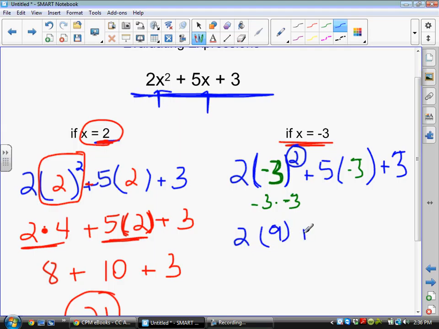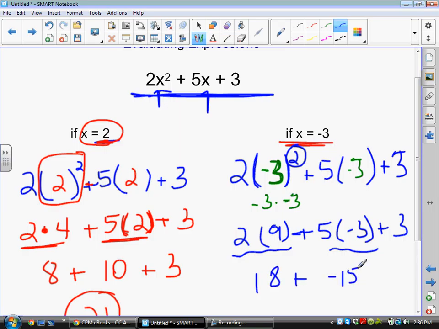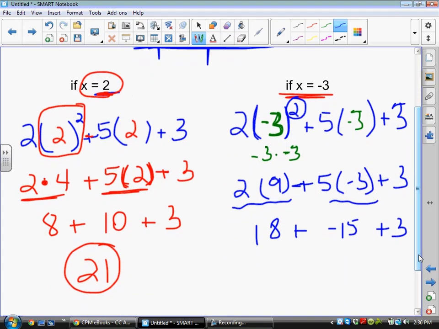Right, and I'm going to copy down everything else: plus 5 times negative 3 plus 3. Okay, so next is multiplication. I'm going to multiply these things together and then multiply those together. So 2 times 9 is 18, plus 5 times negative 3 is negative 15, and then I have a plus 3. The last step is I combine these numbers together. 18 plus a negative 15 is going to be a positive 3. If I add 3 to that, I'll get a 6. So my final answer here is going to be a 6.